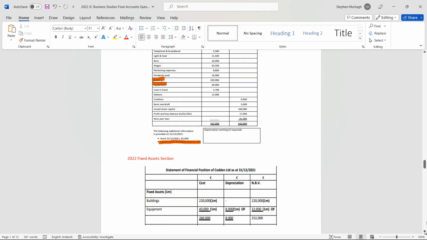Fixed assets is its own heading, which got a mark there. Cost is what it was in the question. You can see buildings is 220,000, equipment is 40,000. Just add them together. Depreciation, well, only the equipment had depreciation. The buildings didn't, so the buildings is 0 for depreciation, and equipment is 8,000. And net book value, what it's worth today, 40,000 minus its depreciation means it's 32,000. So you're just adding down really for all the figures here. So depreciation is 8,000, and then net book value is 220,000 plus 32,000, which is 252,000. So that's basically your total fixed assets figure. Now you put 2 little lines underneath the cost and the depreciation because you've just shown those figures, but the figure you're going to move forward with is your net book value figure of 252,000.